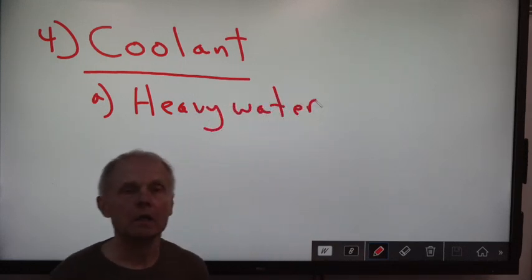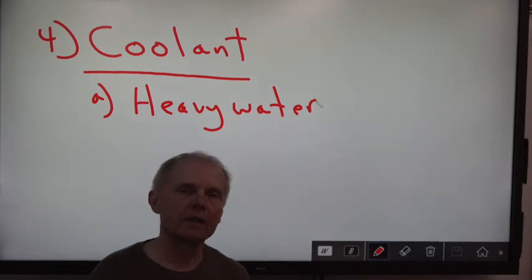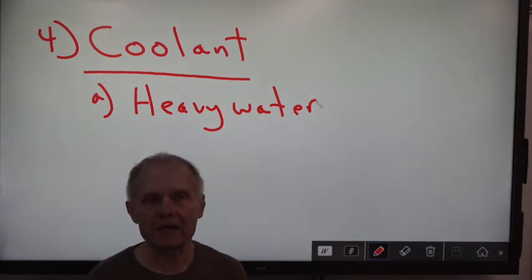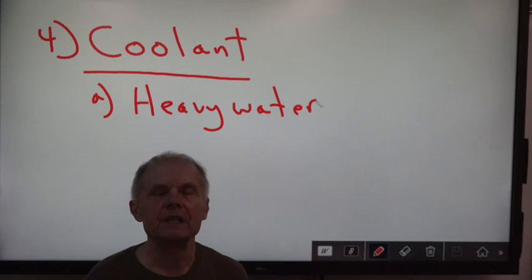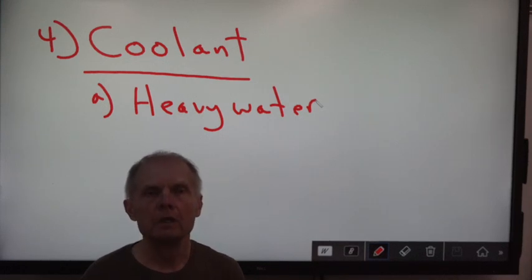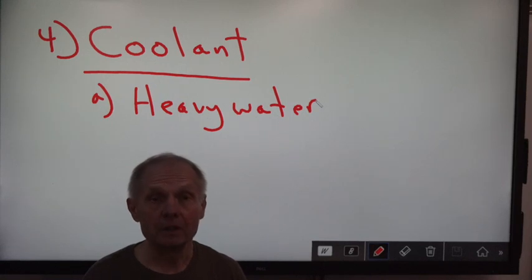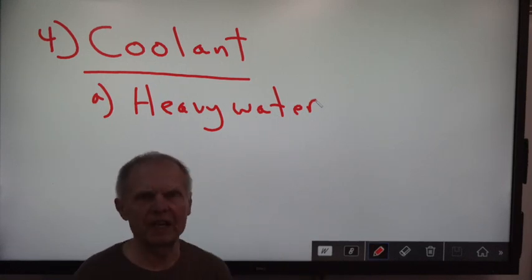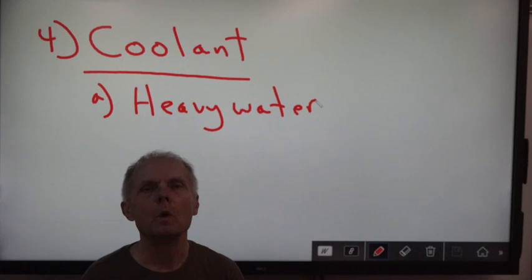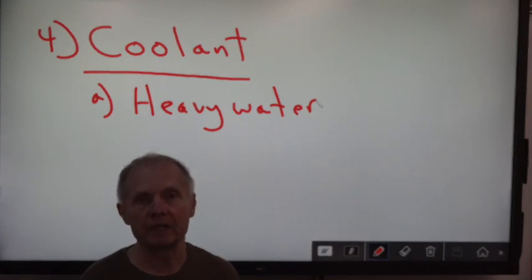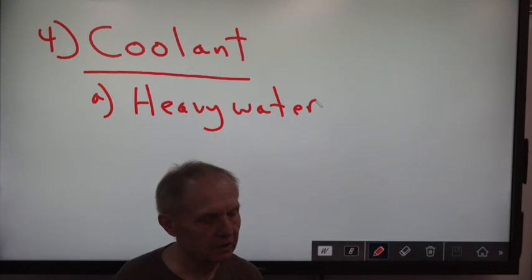It's heavy water. So heavy water is not only used as a moderator to slow down the neutrons, it's used as a coolant so the core doesn't melt down. Heavy water can withstand a tremendous amount of heat without boiling and evaporating. Okay? All right, so that is the coolant.